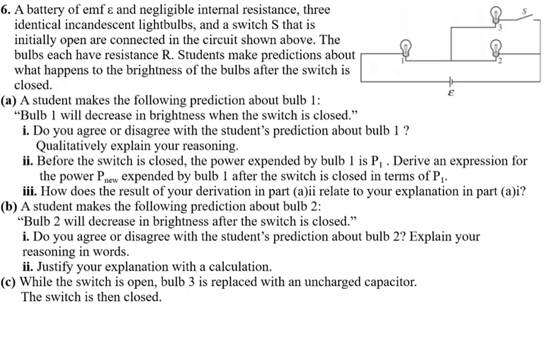A student makes the following prediction about bulb 1. Bulb 1 will decrease in brightness when the switch is closed. Do you agree or disagree with the student's prediction about bulb 1? Qualitatively explain your reasoning. Try to solve the questions before I solve them for you. You can see all the questions right now on the screen. You can pause, try to solve the whole problem, and then watch the rest of the video. This way you learn even better.